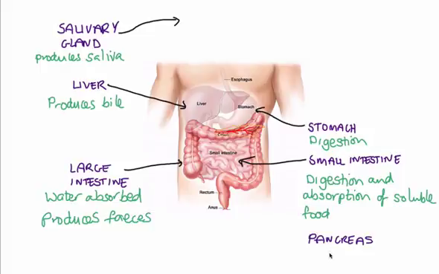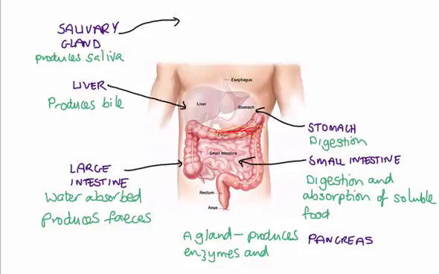The pancreas over here is a gland, and it produces enzymes and a couple of hormones. Those hormones, you might recall from another topic, are insulin and another one called glucagon. These are the key parts of the digestive system and what they do.